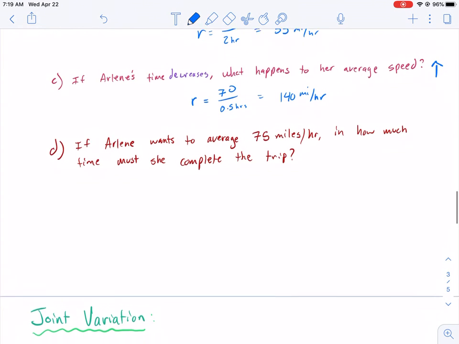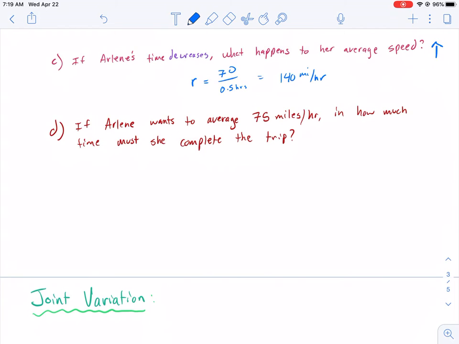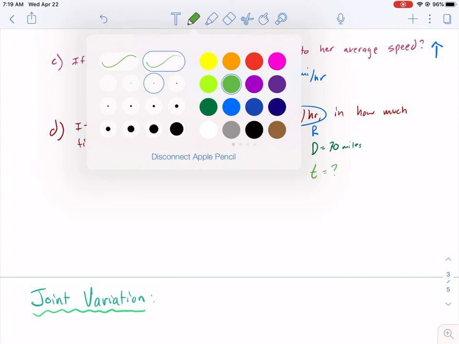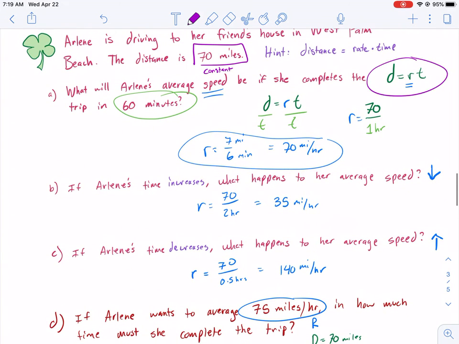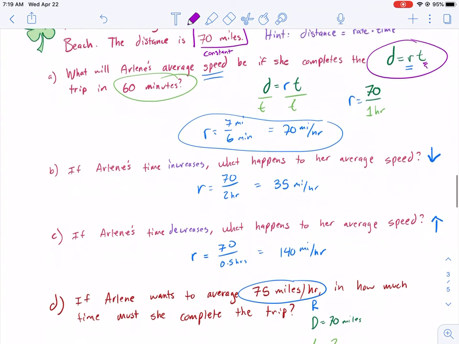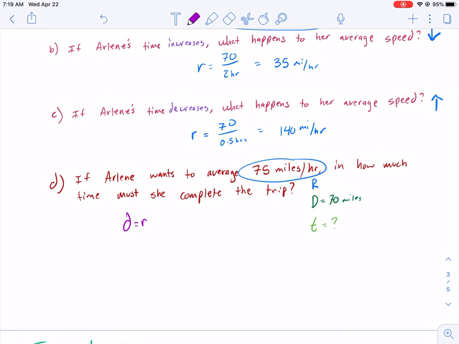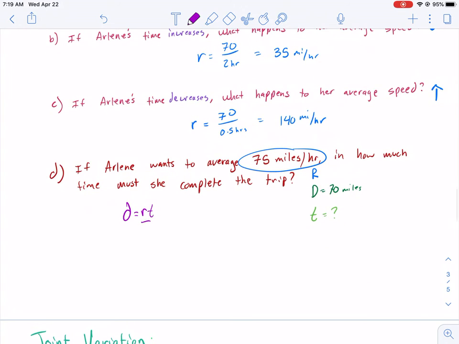Let's go to the last section here. If Arlene wants to average 75 miles per hour, in how much time must she complete the trip? So now we're inputting this in for R. We still know that our constant D is 70 miles, and now we're going to be solving for T, time. That's our unknown. Before we do that, we should solve this in terms of time. So D equals RT. We're going to solve for T. So now we have D over R, the distance divided by the speed, is equal to the time.